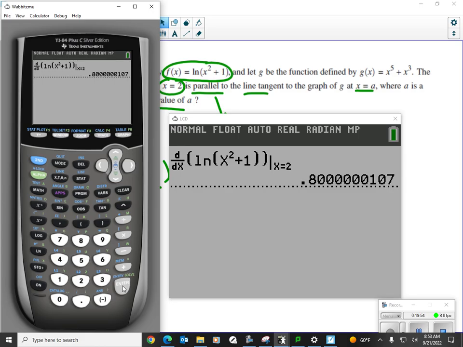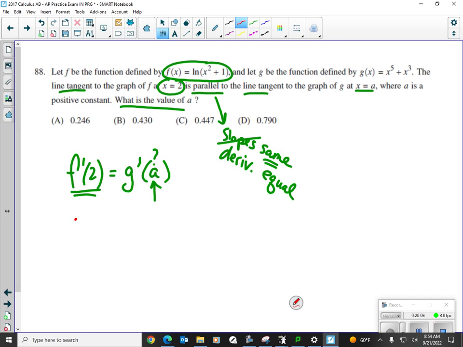And if we do that right, 0.800000000. If I have to round 3 decimal places, I'm just going to call that 0.8, if you don't mind. So this is equal to 0.8. Now, I don't know what this number is. But if I look at g, I can definitely take the derivative of that. That's really easy. That is 5x to the fourth plus 3x squared.